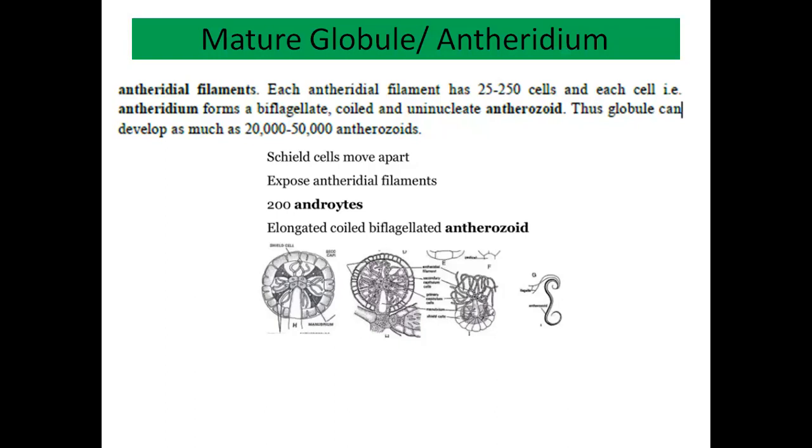And each antheridial cell forms a biflagellate, coiled and uninucleate anthrozoid. Each antheridial filament contains about 250 cells, each cell is an antheridium, and each forms a biflagellate, coiled and uninucleate anthrozoid. So one globule can produce about 50,000 anthrozoids.